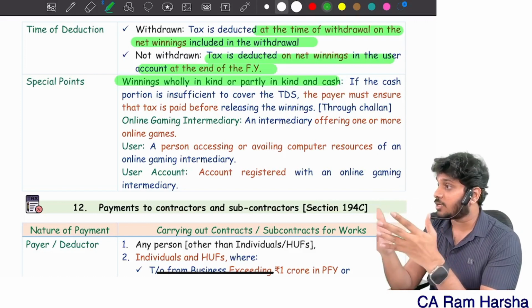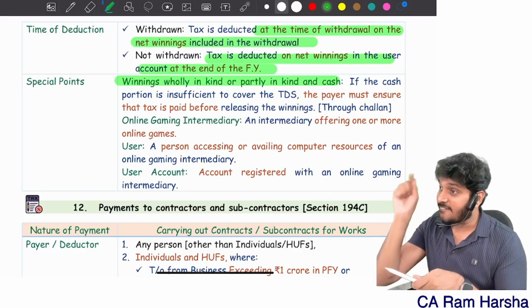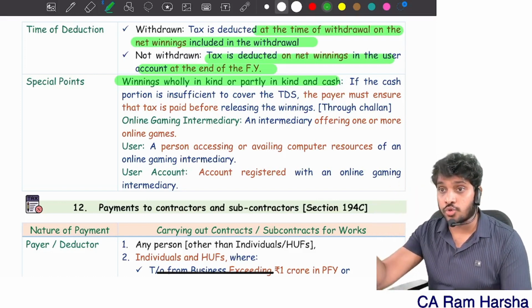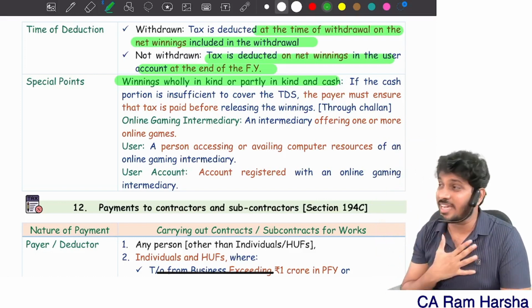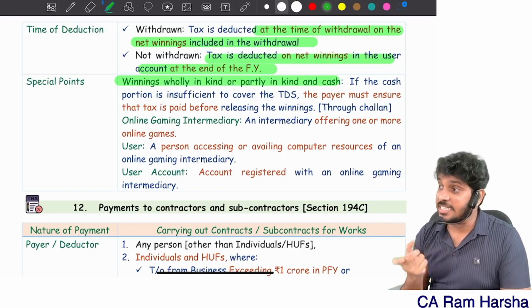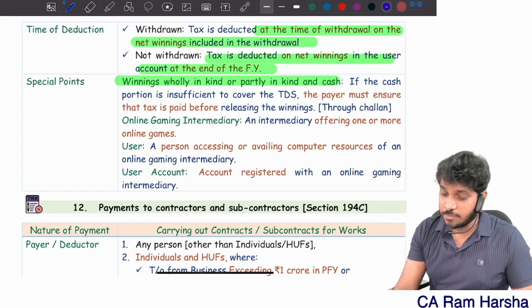not sufficient to cover the TDS amount, then the winner has to pay the pending amount through challan as advance tax of the department, and the challan proof has to be given to the person who is releasing the winning. That's how TDS works. An MCQ is there.